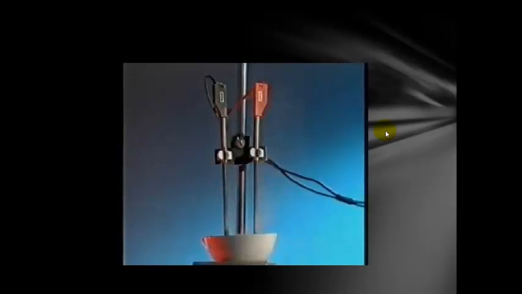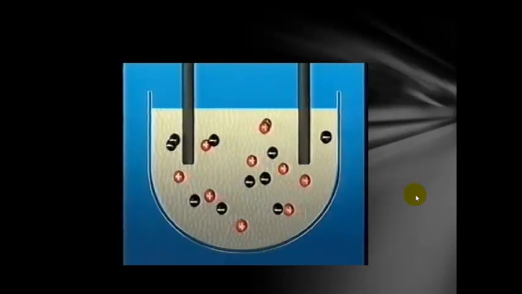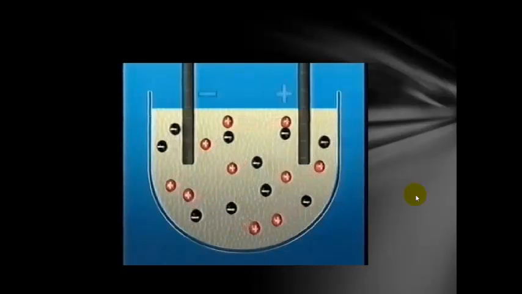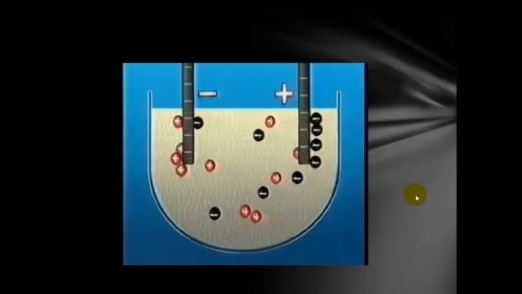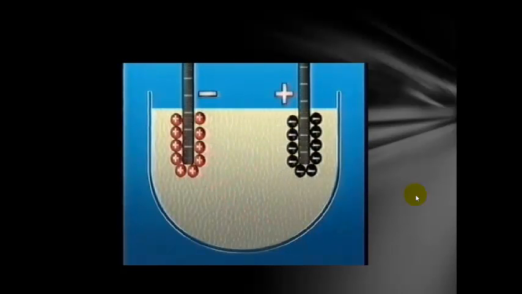To work out why this happens, imagine you can see the charged particles, the ions, in the compound. There are positive lead ions and negative bromide ions. Once the power supply is switched on, the lead ions are attracted to the negative electrode. The bromide ions are attracted to the positive electrode.